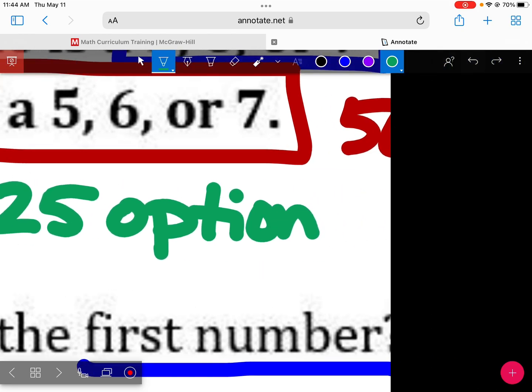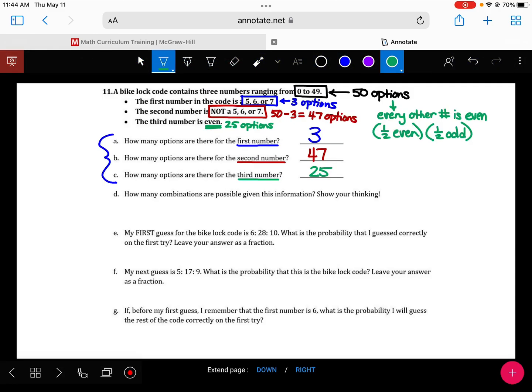So A, B, C is just asking you to look at each of the clues and tell me for that particular number, how many choices do I have? This is allowing me to put the bike lock code together. I've got to enter 3 numbers on this bike lock to get it to open. I know how many choices I have for the first number, the second number, and the third number. So how do I find the total possible number of choices?